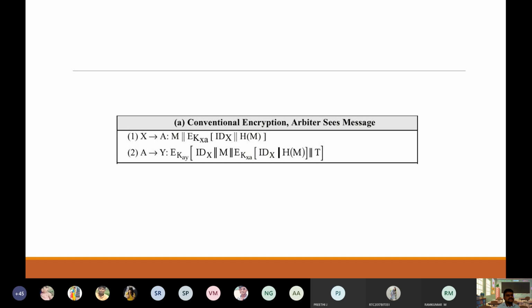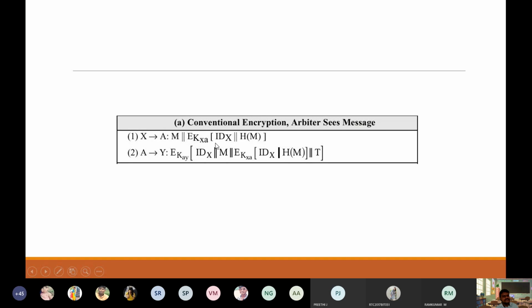So what is the thing? X is a sender, and it sends a message to the arbiter. A is the arbiter and Y is the receiver. Clear? The transaction from the sender to the arbiter, the third party, contains HM, which is the hash value of the particular message, and ID of X, the ID of that particular sender. Sender is X here.